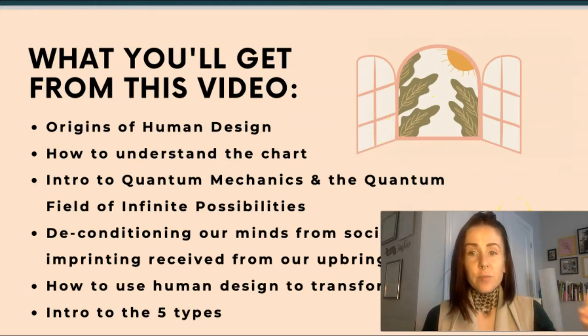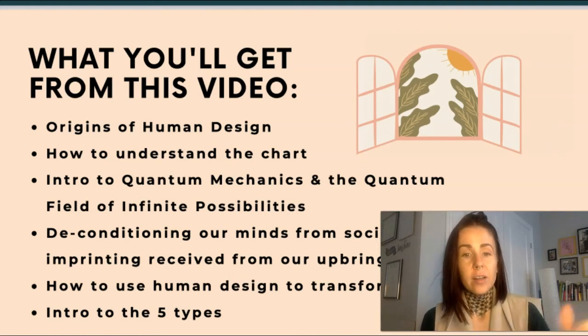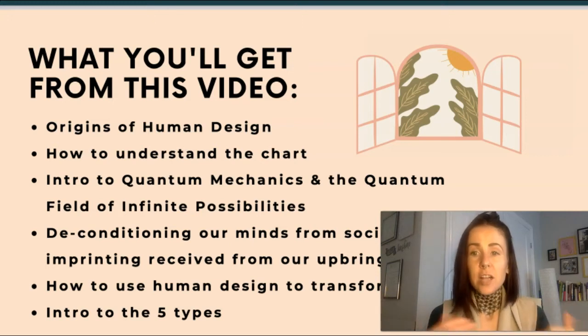So from the first video, we actually covered more the origins of human design, the quantum mechanics and the quantum field of infinite possibilities, as well as deconditioning our minds from society and the imprinting we've received from our upbringing. So this time, we're going to focus on how to read the human design chart, as well as how to use it to transform your life, and an introduction to the 5 types.